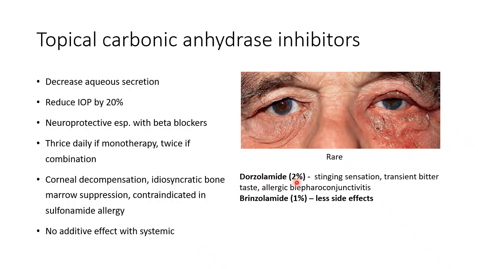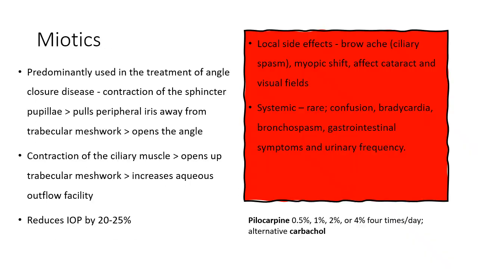So we have dorzolamide 2% and brinzolamide 1%. Dorzolamide has some side effects such as a stinging sensation on instillation and a transient bitter taste, which can be avoided with punctal occlusion, and rarely allergic blepharoconjunctivitis. Very, very rare. Brinzolamide is said to have relatively fewer side effects.